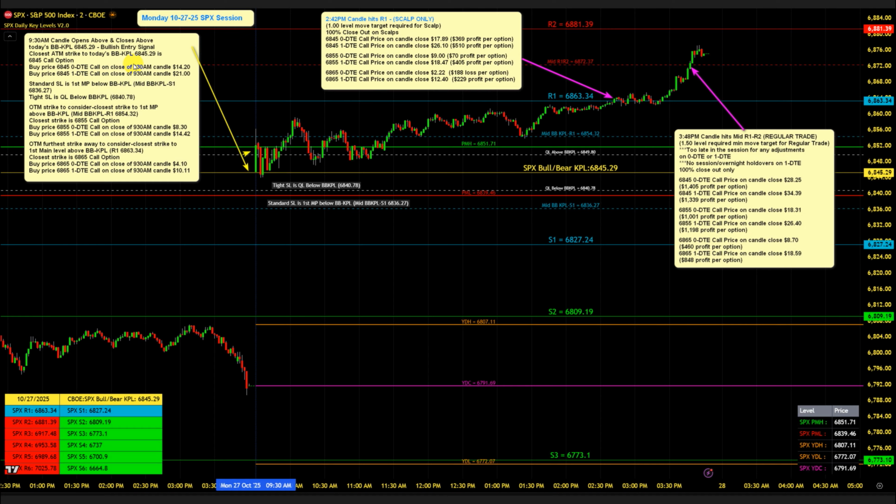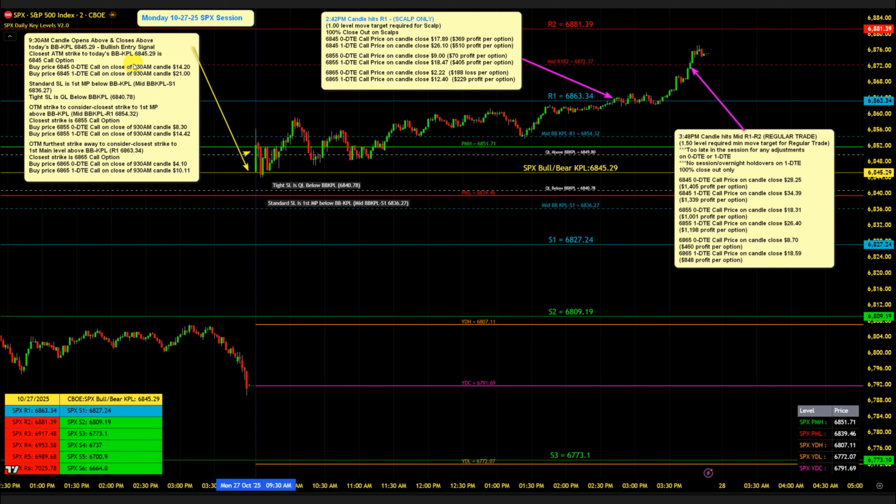on that session. So the main difference is you're going to be paying more for the 1 DTE option on any strike than the 0 DTE, because you have one additional day of time value factored into the price of the option.